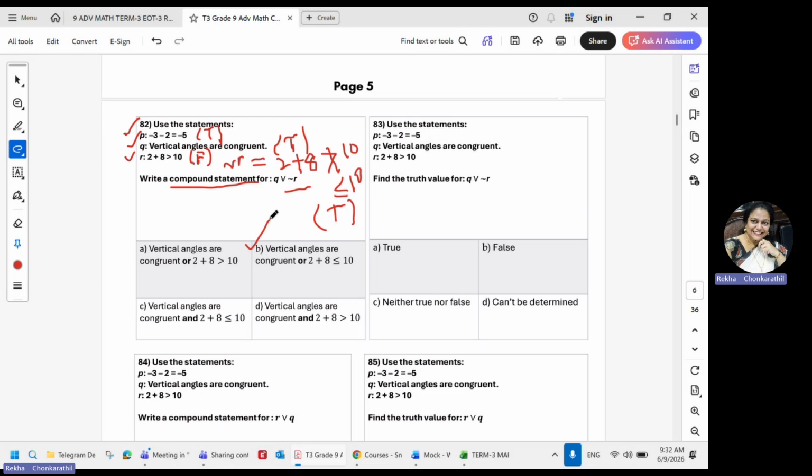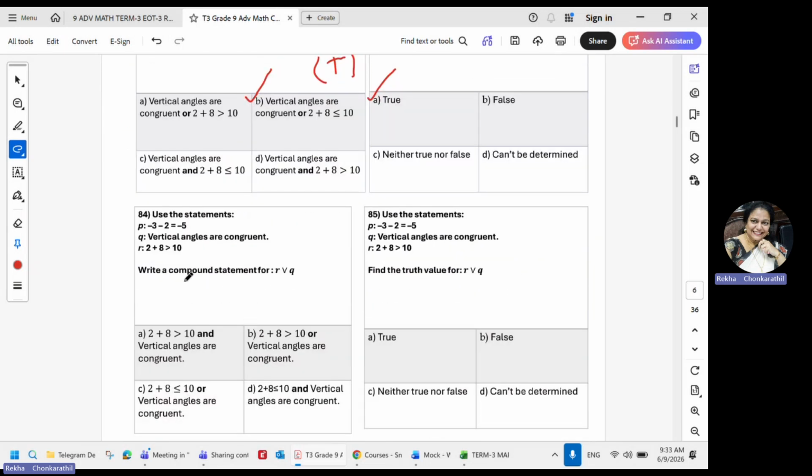Question 82, B is the correct option. Now similarly, let's do question 83. Now what does 83 ask for? The same question, but here you're asked to find the truth table. You know the Q is true, or negation R is also true. So true or true will always be true.